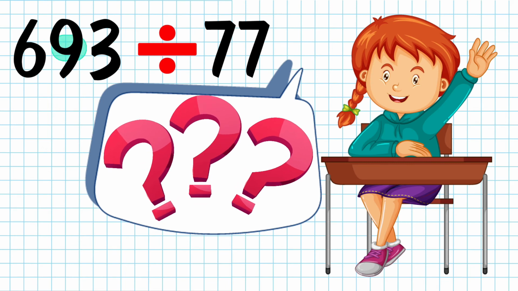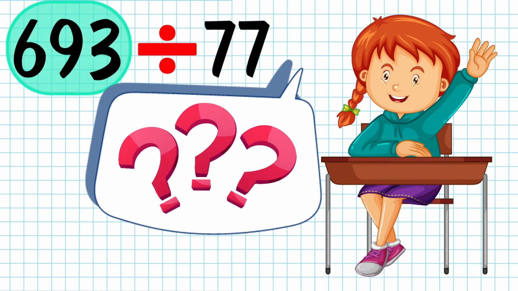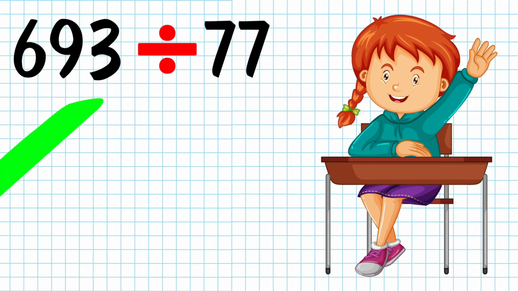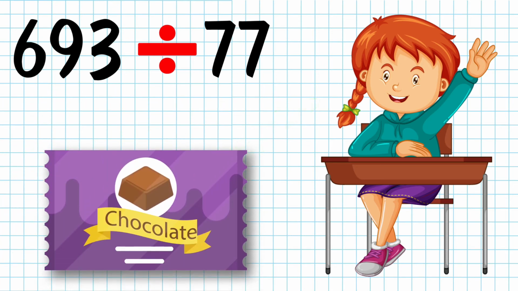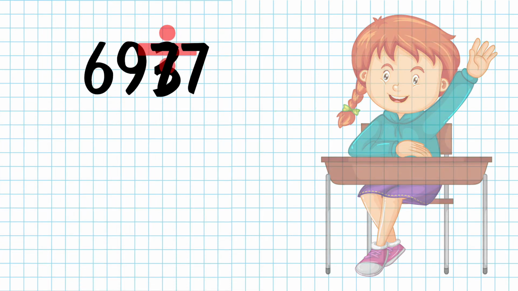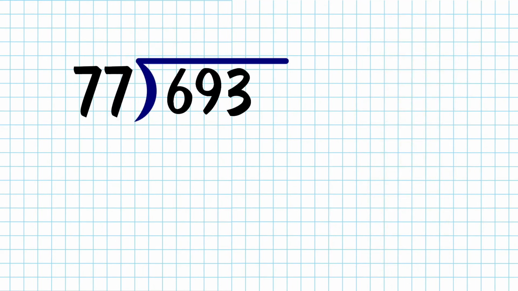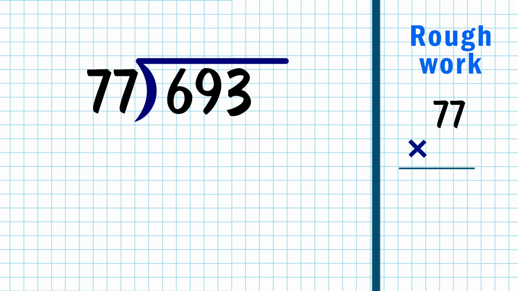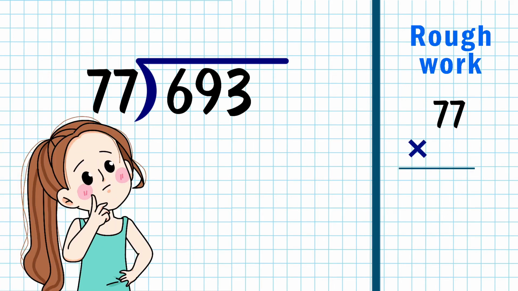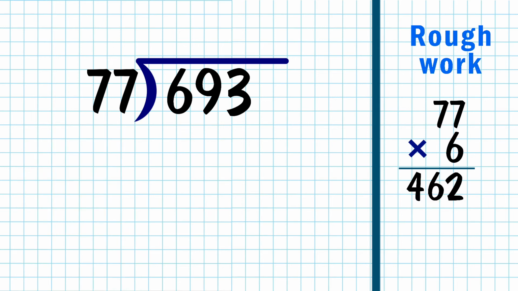By working for the whole 693, I guess. Yes, right. Here is your chocolate. Let's start working. How many 77s would make 693? Let's try multiplying 77 with, let's say, 6. 77 multiplied by 6 is equal to 462.